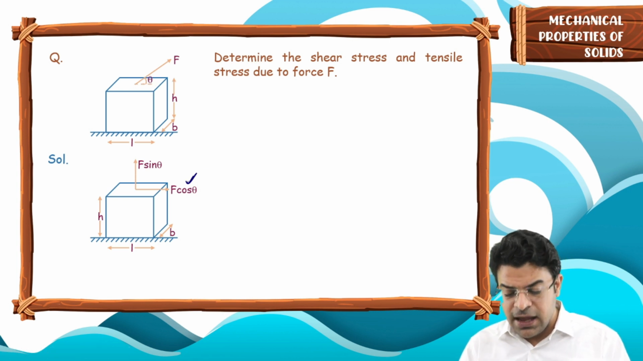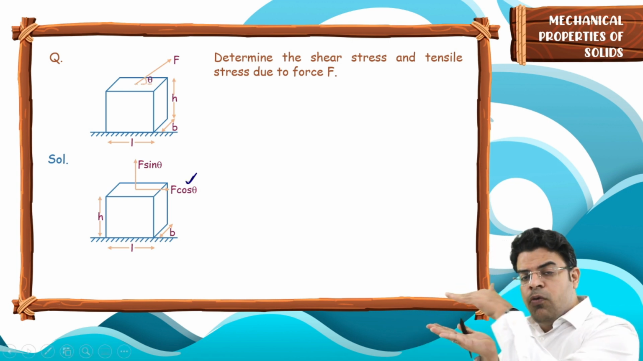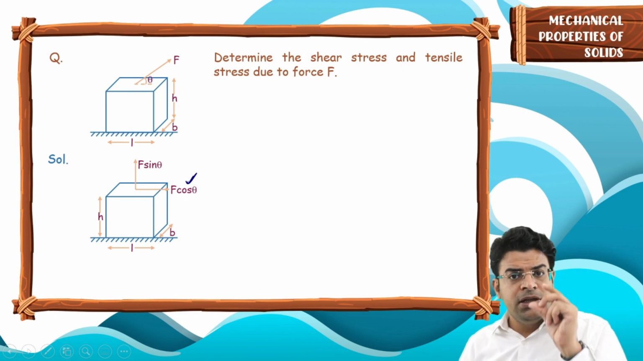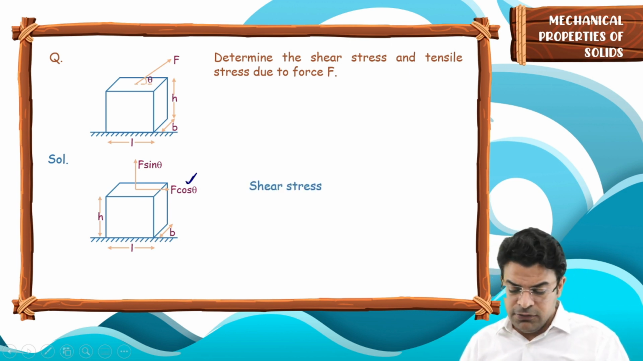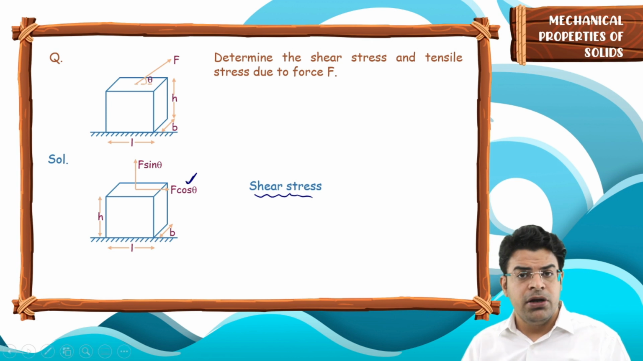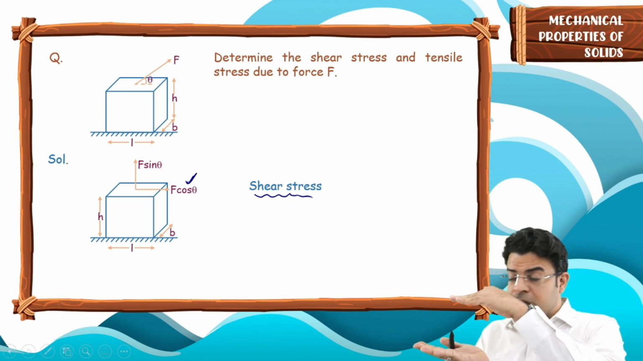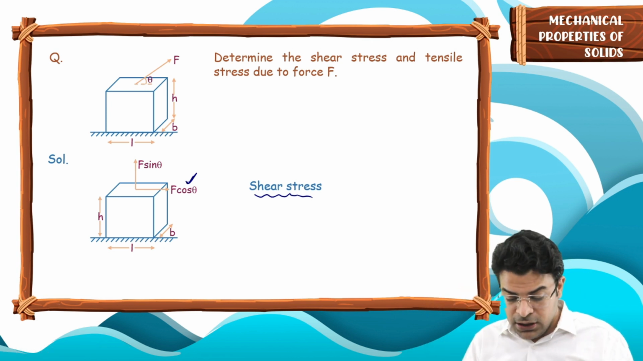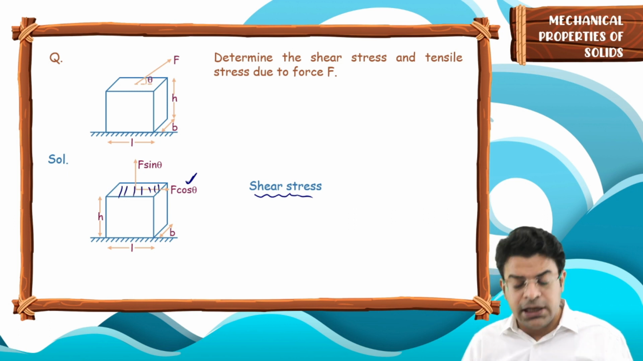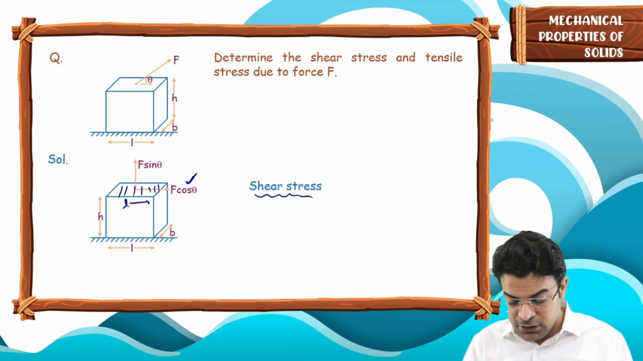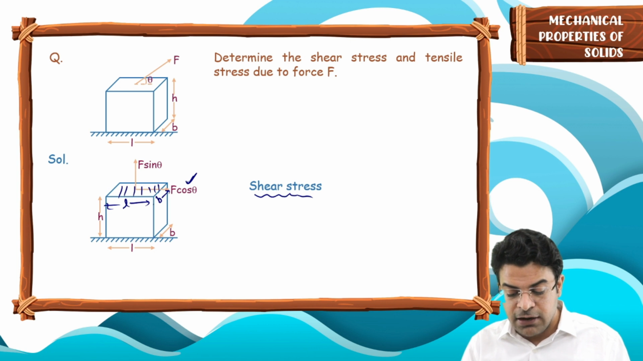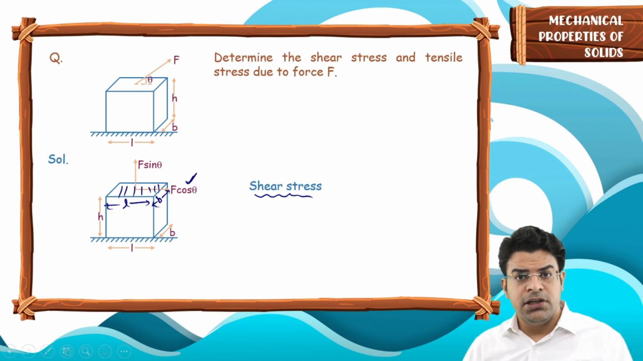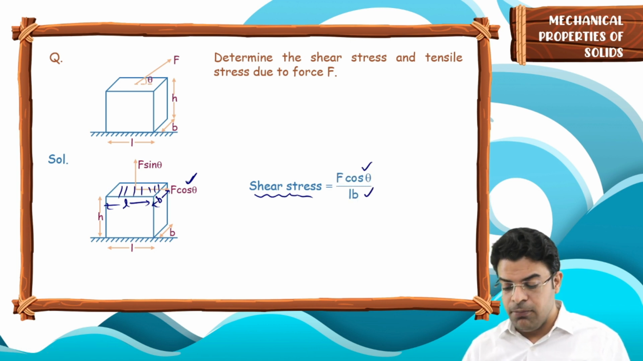Here you can see F cos theta is trying to move it layer over layer. So what will be the value of shear stress? You will say, sir, shear stress has to be nothing but the force which is trying to move it layer over layer upon the area which moves, and the area which moves in this case is nothing but length into the width, that will be LB. So you will say the shear stress equals F cos theta by LB.